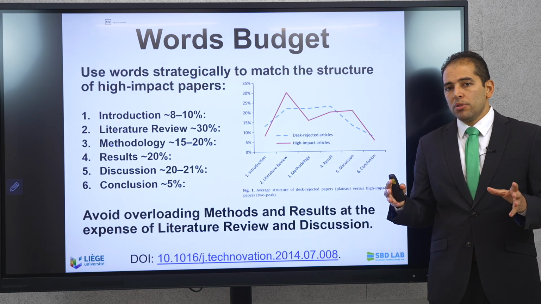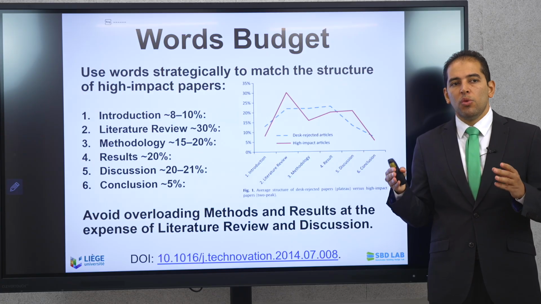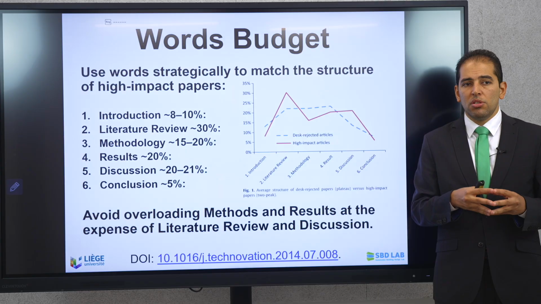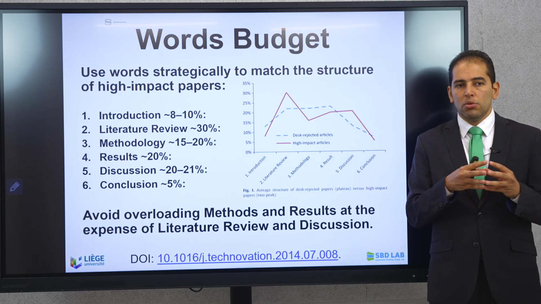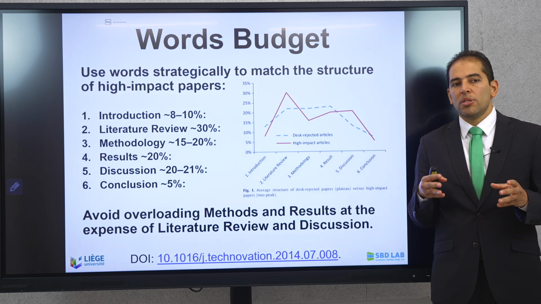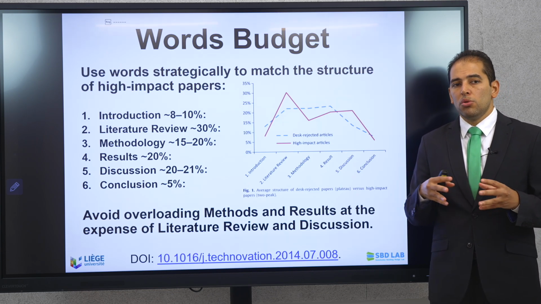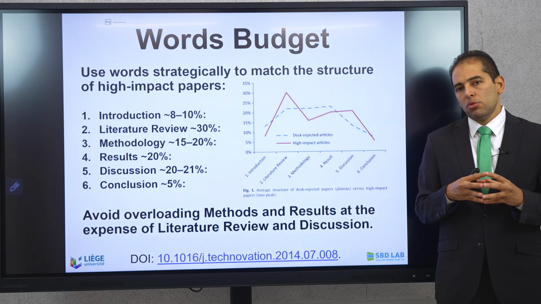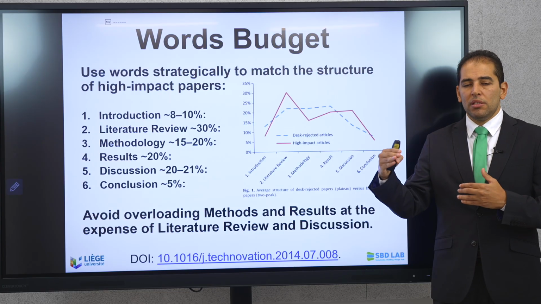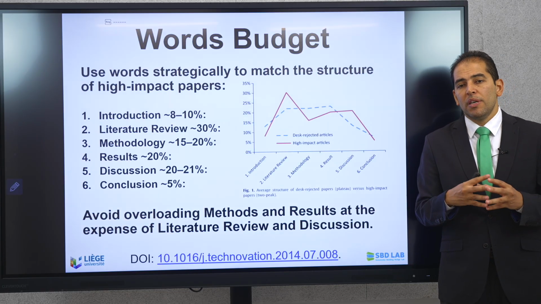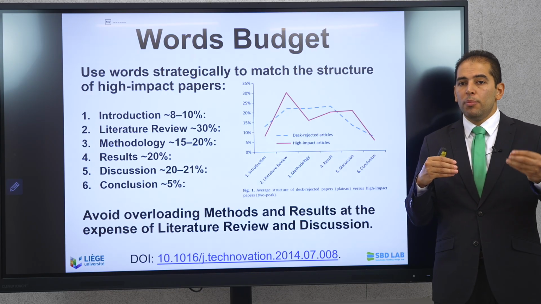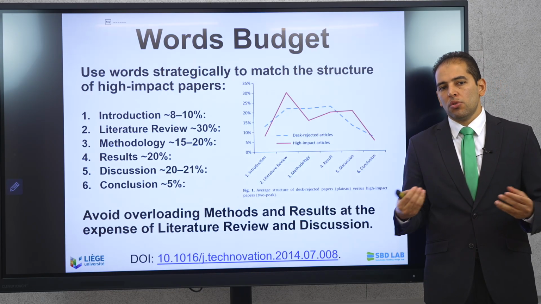So from the 8,000 words, 8 to 10% will go to the introduction, 30% of the words will go to the literature review, 15 to 20% will go to the methodology, 20% will go to the results, 20 to 21% or even 25% will go to the discussion, and 5% will go to the conclusion. By that, if you have a budget, whether it is 8,000 or 10,000 or 5,000 or whatever figure you have, you start to provide an estimation of the words that will be associated with every section in your manuscript.